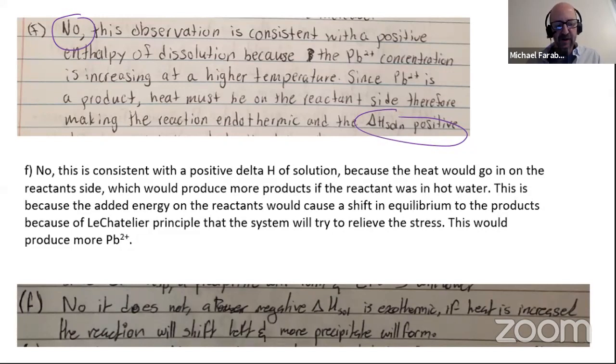This person says, no, it does not. A negative delta H is exothermic, but if heat is increased, the reaction would shift toward the left and more precipitate would form. So these are all good.